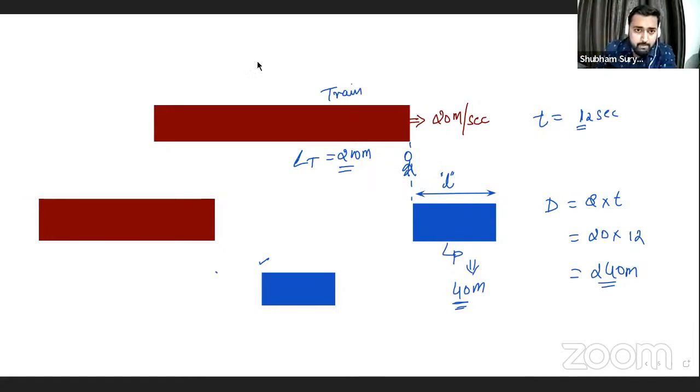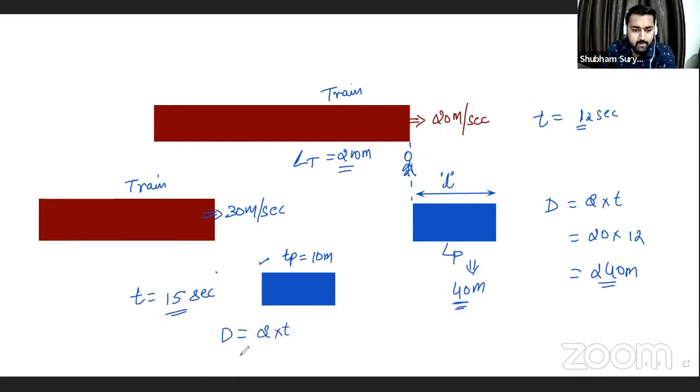ठीक है, let's take an example over here. So this is my train, okay, which is moving towards right at the speed of 30 meters per second, and this is my platform. The length of the platform is equal to 10 meters guys. ठीक है, 10 मीटर का प्लेटफॉर्म है, and this train is taking exactly t is equal to 15 seconds to cross this platform. So again, distance is equal to what? Speed into time. I have to cover at the speed of 30 meters per second in 15 seconds. So 15 3s are 45, it's 450 meters. So train is covering a distance of 450 meters to cross the platform.